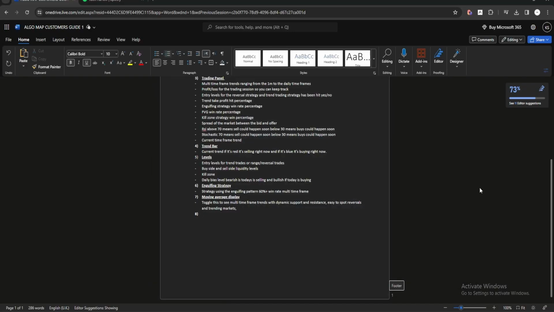Okay then, so number 7 is the moving average display. Once you toggle this on, you'll see the multi-time frame trends with dynamic support and resistance. So these lines can act as support and resistance, so when price hits that level, it can actually bounce in the direction of the current trend.